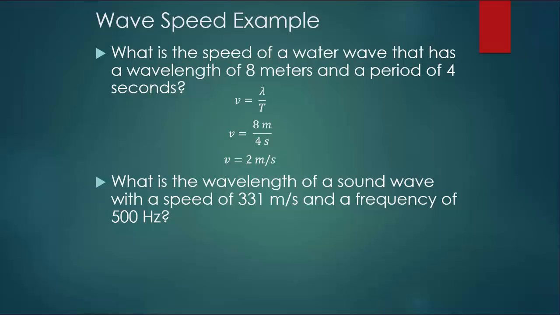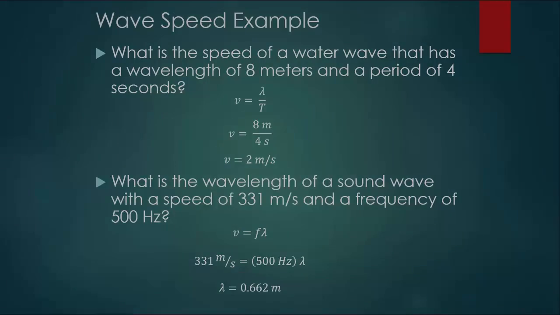What is the wavelength of a sound wave with a speed of 331 meters per second and a frequency of 500 hertz? Now this time, since we know the frequency, we'll write the wave speed equation that has frequency in it, v equals f lambda. And we can plug in our speed and our frequency, and when we divide both sides by 500, we can find out that the wavelength of this wave is 0.662 meters.